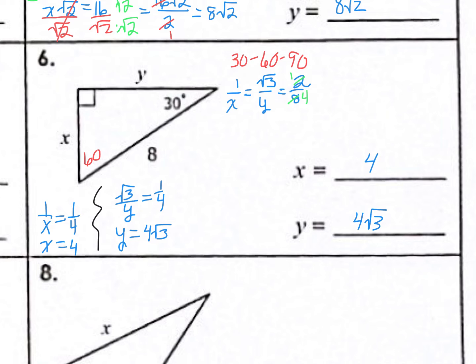And if you consider the pattern, 1, rad 3, 2, if I took 2 and multiplied it by 4, that's how I got the 8. If I took the 1 and multiplied it by 4, that's how I got 4 for x. And if I take the radical 3 and multiply it by 4, that's how I got the 4 rad 3. So these are just multiples of the original pattern.